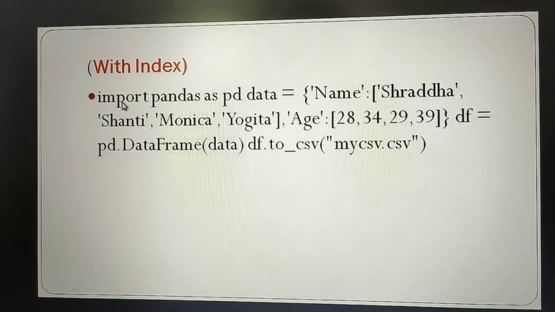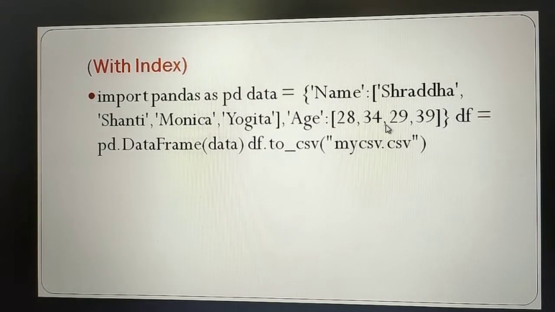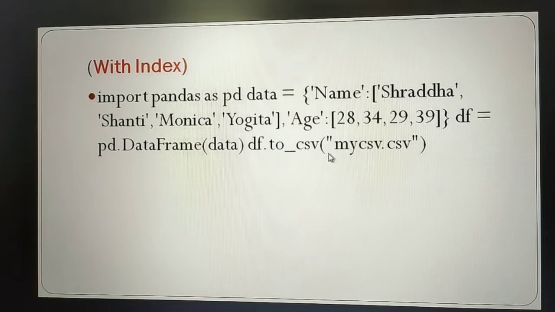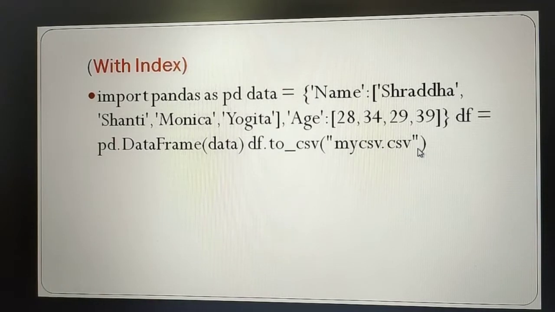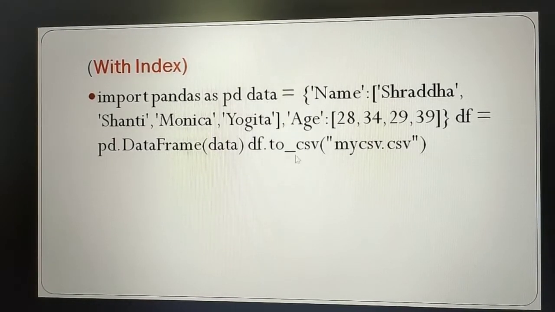Now, with indexing, use this program: import pandas as pd, data equal to this, data equal to name and age in the form of data columns and rows. So this is the data. Now df equal to pd.DataFrame(data). Now df.to_csv, that means I am converting to my csv.csv with the help of the to_csv function. The file we are storing in this format, I want to convert into CSV format, and the file name is my csv.csv. If you see the file, you will get my csv converted into CSV format. That is with indexing.